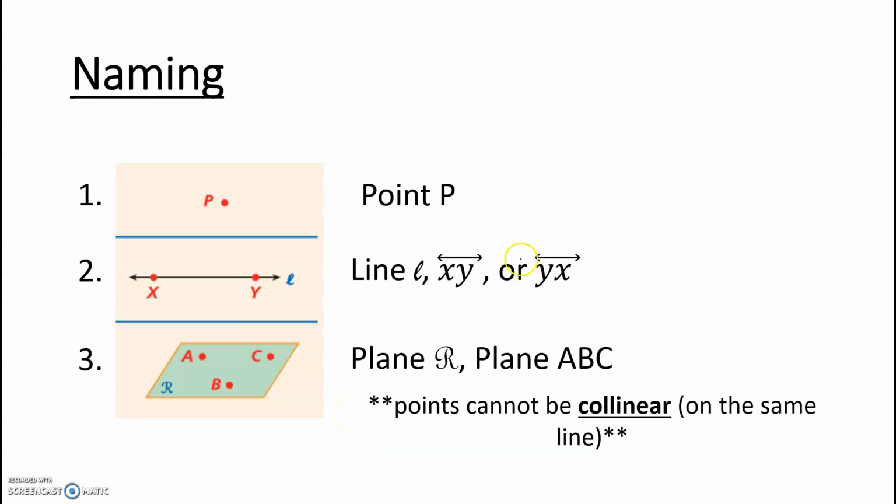So naming. Point: if you see a picture that looks like this, that would be point P. There is no abbreviation. You literally have to write out the word point P. So if you see this, you're going to name it point P.